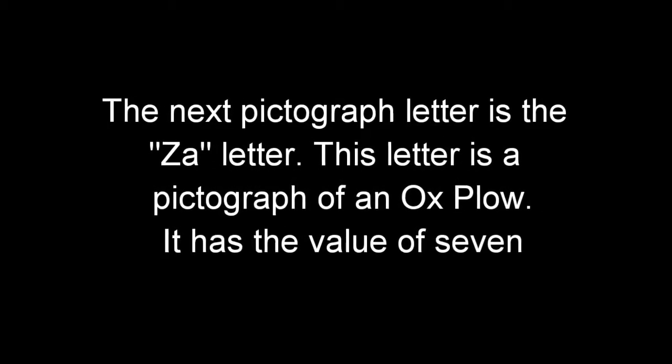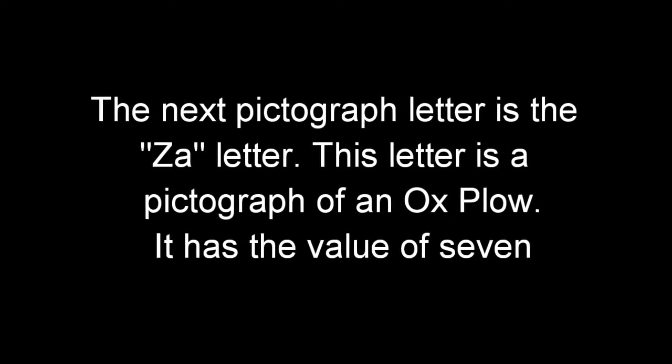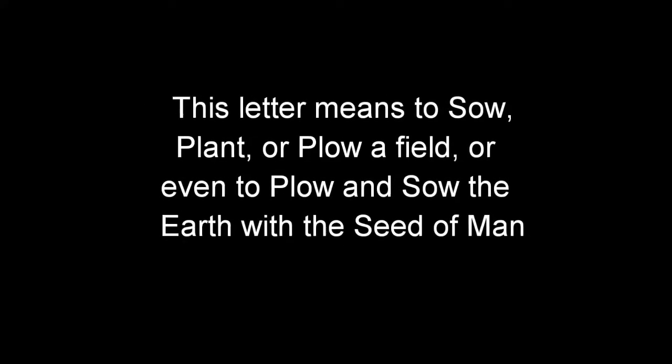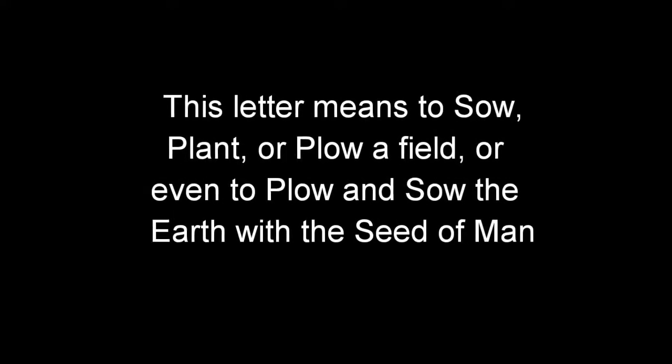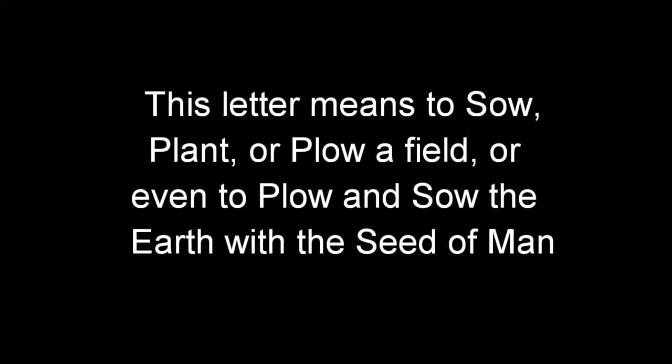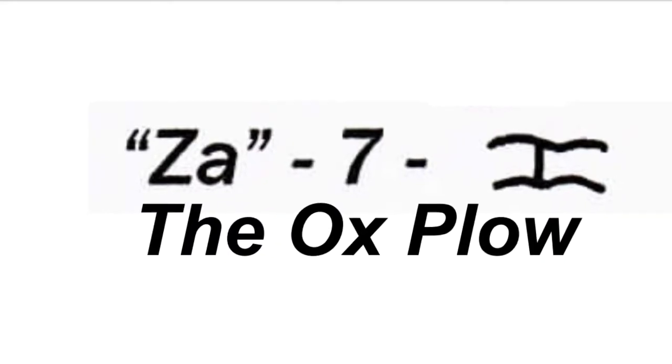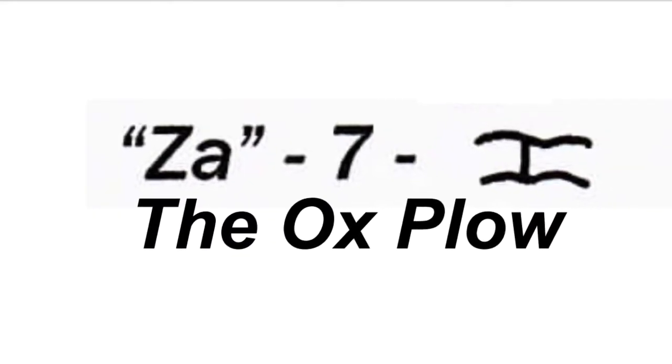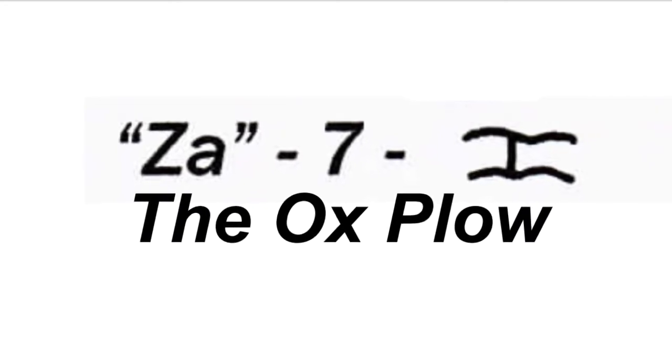The next pictograph letter is the Za letter. This letter is a pictograph of an ox plow. It has the value of 7. This letter means to sow, plant, or plow a field, or even to plow and sow the earth with the seed of man. Here is a picture of the Za pictograph letter, and its numeric value and sound.